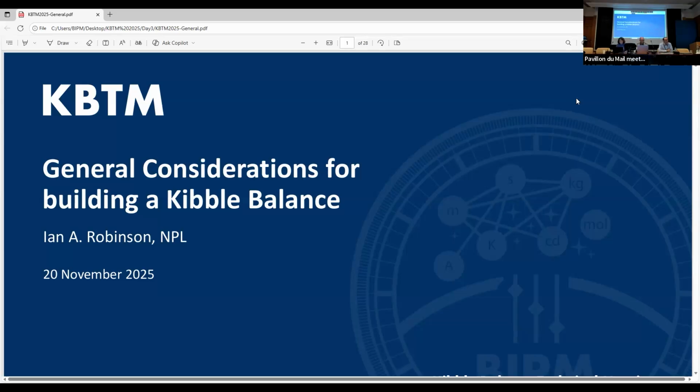So let's start with the first presenter. It's Ian Robinson. He will talk about general considerations for building a Kibble balance. Ian Robinson is an NPL fellow working on mass metrology at the NPL in Teddington in the UK. He joined NPL in 1976 and worked with Brian Kibble on the world's first Kibble balance, the NPL Mark I, which helped set the conventional value of the Josephson constant in 1990.